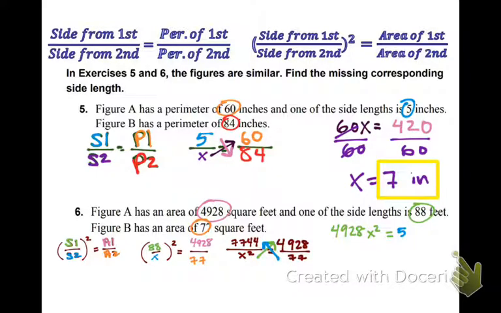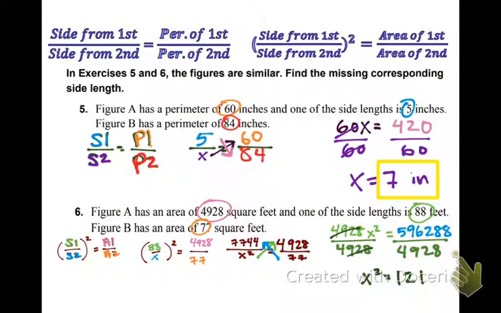All right, and then what is 77 times 7,744? 596,288. It's good. All right, so next step, we need to get x by itself, so we need to get x squared by itself. So what am I going to do? Divide by that 4,928. What does that make? 121.